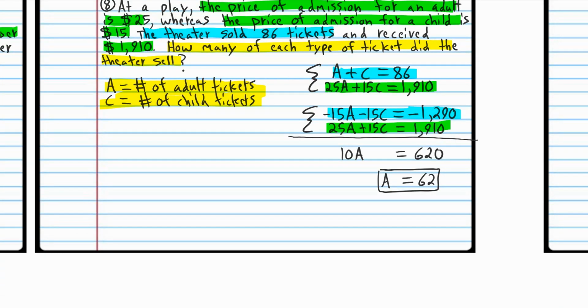Now we can use the blue equation. We can really use either of the equations, but the blue equation is going to be the easiest. So 62 adult tickets plus the number of child tickets is equal to 86. So we just subtract 62 from both sides, and I think that's 24 child tickets. Right, and then to check that, we just add 62 with 24, and we should get 86, and we do.